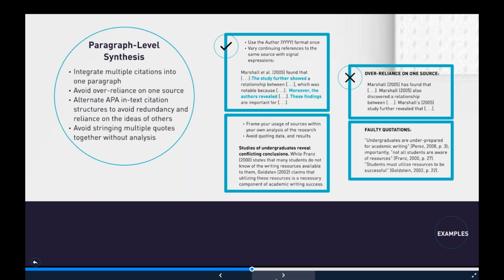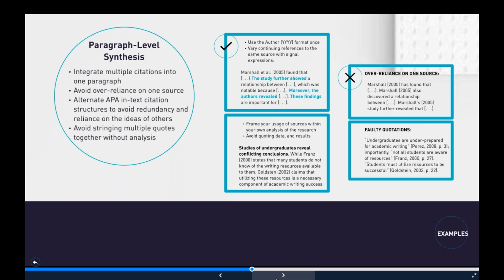But we don't want to end up faultily quoting, which looks something like the example on the right, where I have 3 different strands of quotes from different sources put together in the same statement. I don't really know what the author thinks by looking at this kind of thing. I only know what those sources think. This is not connected enough.